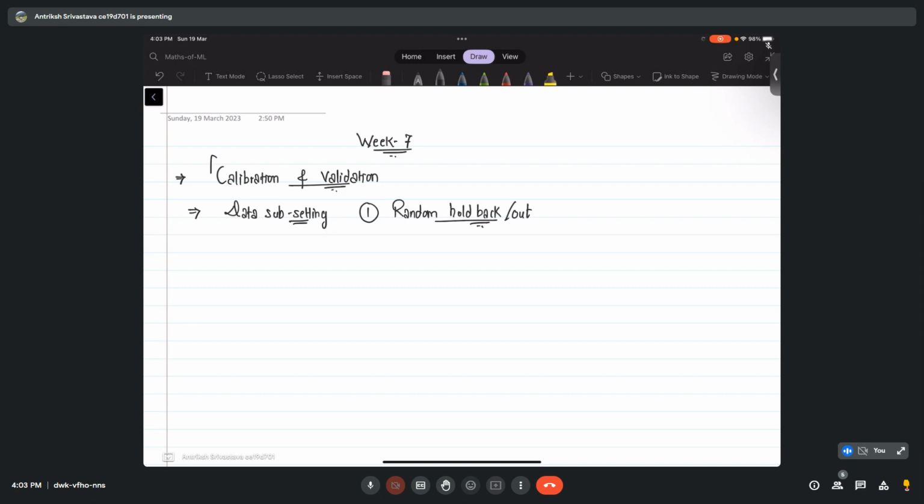Basically, why we need all these things is when we have only one data set. Let's say we have X and Y. We have only one set of data. It contains a lot of points, but we have only this, and now we want to train our model or make a model. Then we divide this data set into calibration and validation sets. That is what we are doing in this random holdback or holdout.